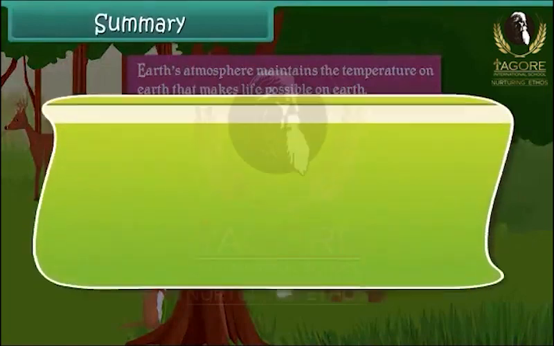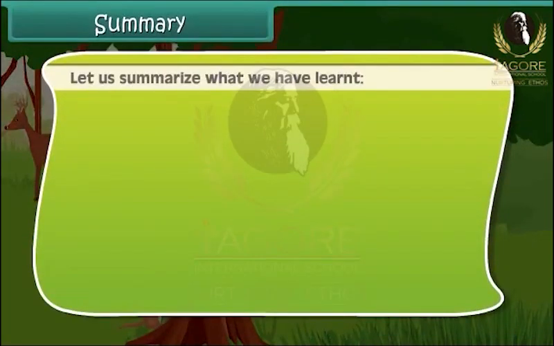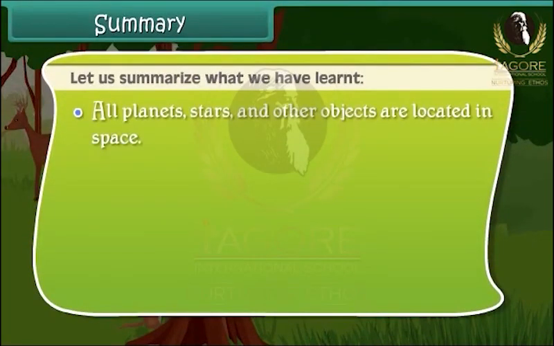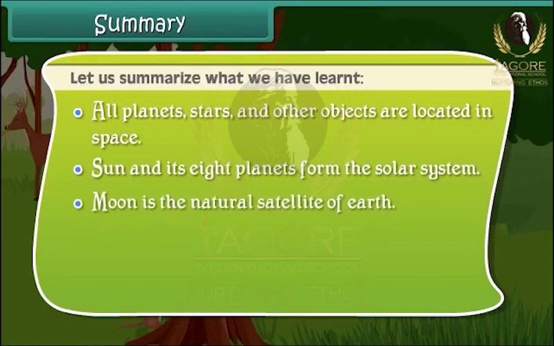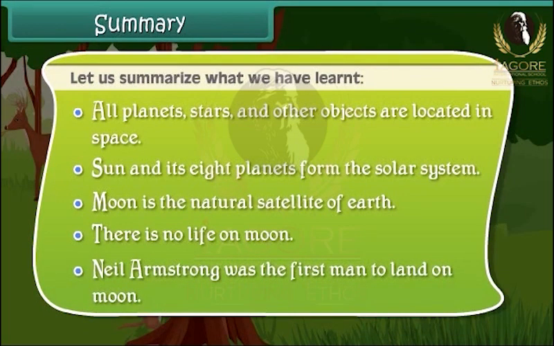Summary. Let us summarize what we have learned. All planets, stars and other objects are located in space. Sun and its 8 planets form the solar system. Moon is the natural satellite of Earth. There is no life on Moon. Neil Armstrong was the first man to land on Moon.